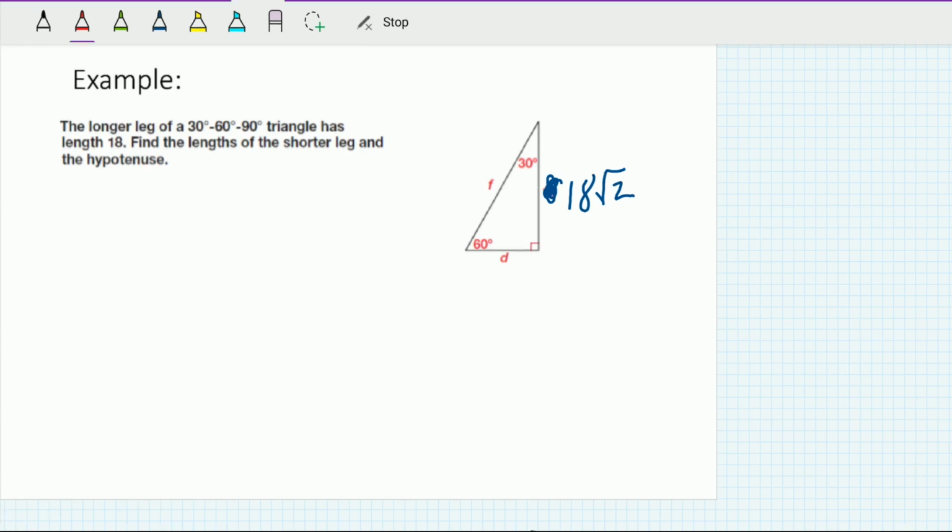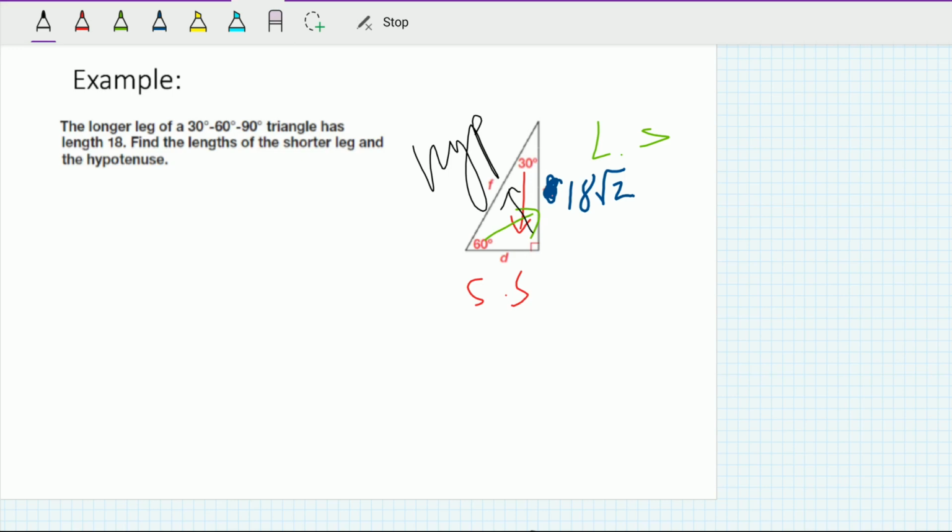Labeling the sides, of course, that should always be your first step. So 30 here, so that means this is the short side. 60 here, so that means this is the long side. And then, of course, the hypotenuse is always across the 90 degrees. So there you go. Okay, that says hypotenuse. If you want, I can make it better, but I mean, it says hypotenuse.